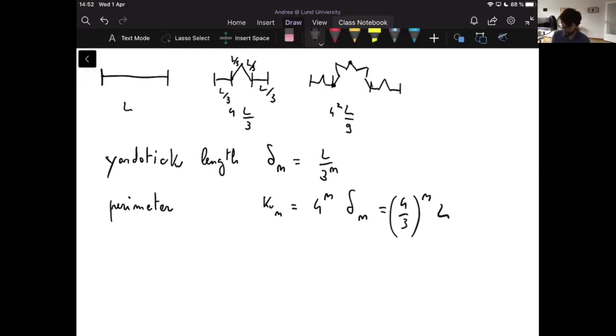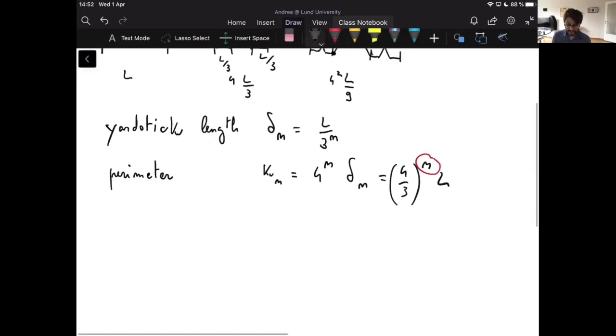And this goes with a given power, with a power that depends on the number of the iteration in this case. But if you want to represent it in function of the yardstick, delta n, so here you have 4 to the n, so you want to simplify this, 4 to the n, and you want to have a power dependency on the yardstick length. This can be done using the properties of the logarithms.